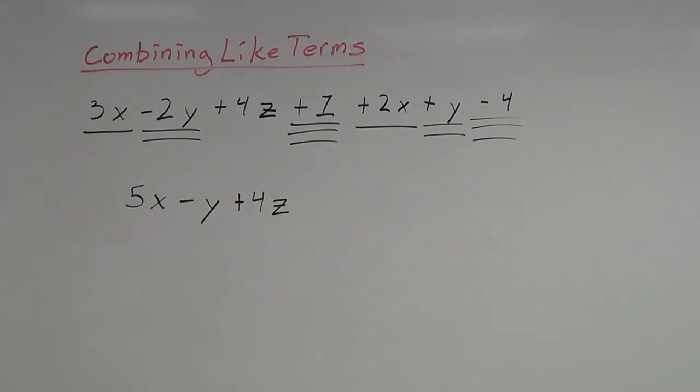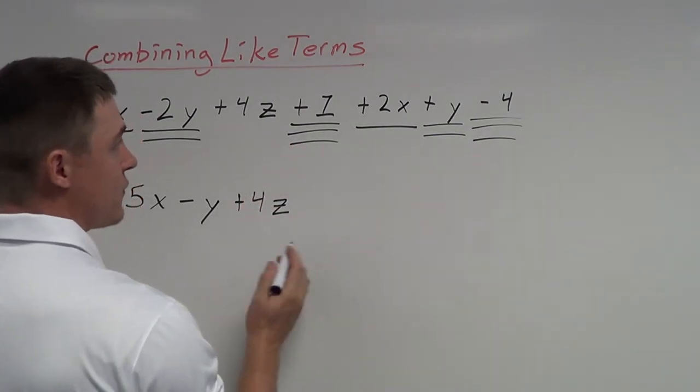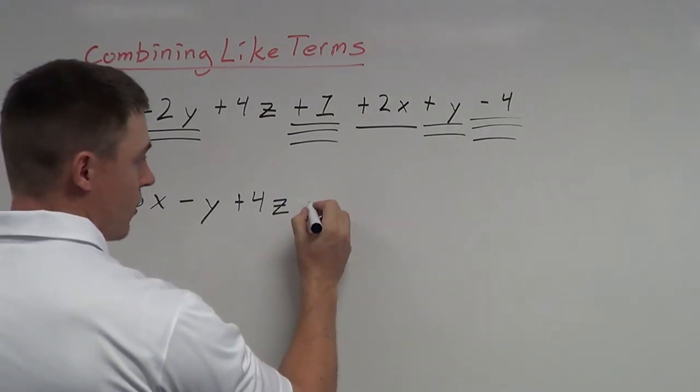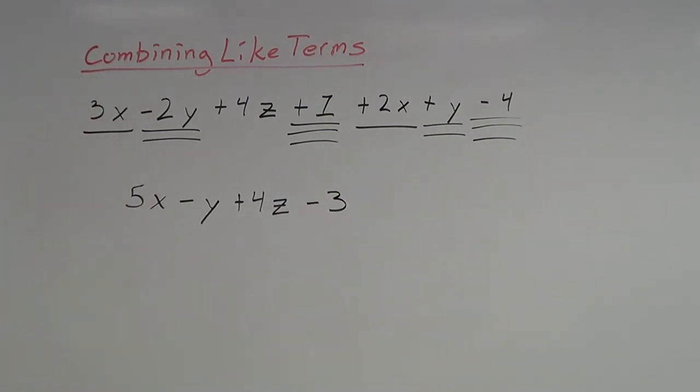And then now, last but not least, I have 1 minus 4, positive 1 minus 4, which ends up being negative 3. So that is a short version of combining like terms. And again, you have to have the same variables to the same power. In this case, I didn't have to worry about powers, but that's combining like terms.